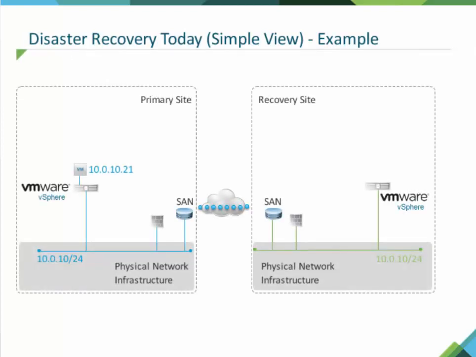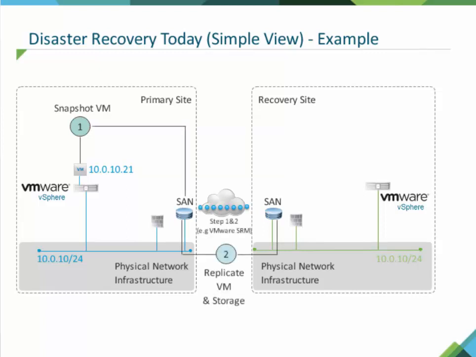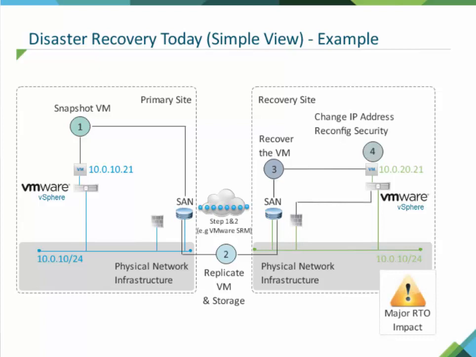The slide depicts how disaster recovery is done prior to using VMware NSX. At the primary site, a snapshot of the virtual machine is taken. Then the virtual machine with its storage is replicated to the disaster recovery site. When a disaster occurs, the virtual machine is recovered at the disaster recovery site. The IP address of the virtual machine is changed to match the network at the disaster recovery site.